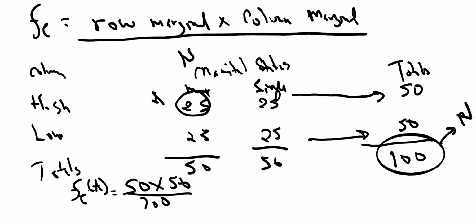If we were to do the f expected for this one, let's call it C, it's the same thing, right? It's row marginal, which is 50, times column marginal, which is also 50, divided by n, which is 100, right? Okay, so it's a simple explanation for determining f expected. Now we're going to do an example which will speak more to the simplicity of this.